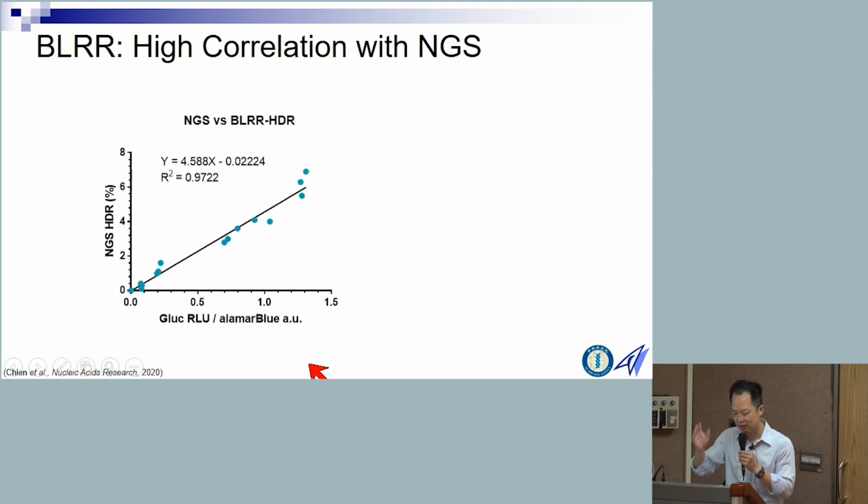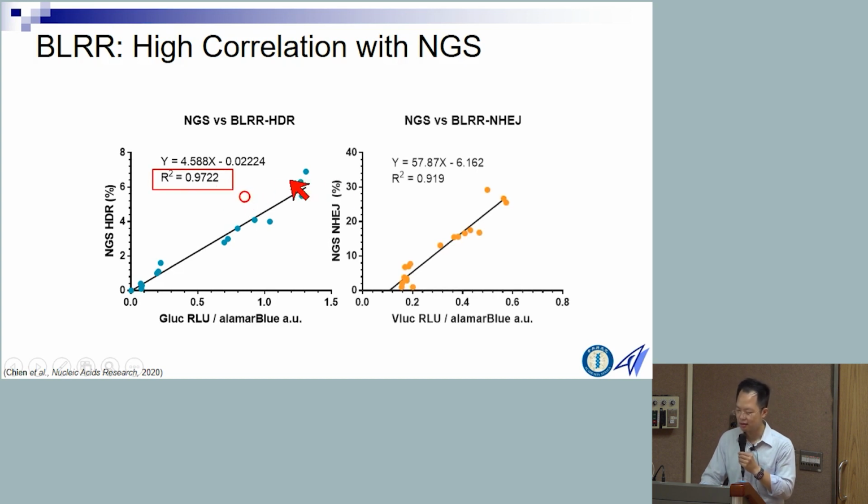And we also did the correlation analysis, and we found that if we compare NGS HDR signal to our reporter signal, we can achieve an R2 value of 0.9722. And on the other hand, if we compare the NGS NHEJ percentage to our VLUC signal, part of BRR, we can also achieve a correlation coefficient of 0.919. So that was quite encouraging.